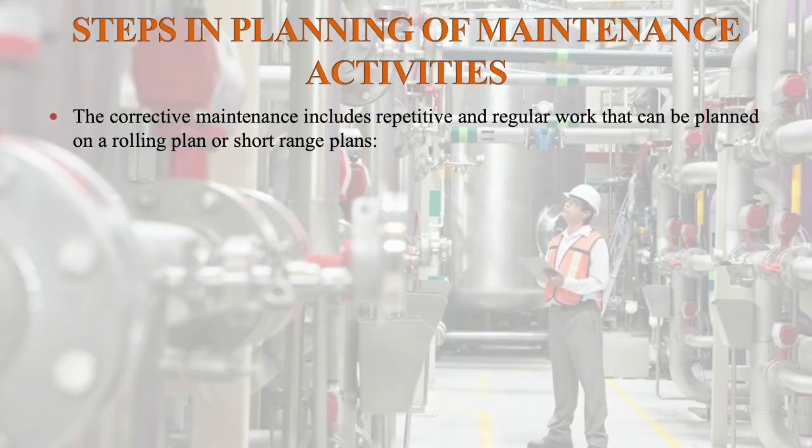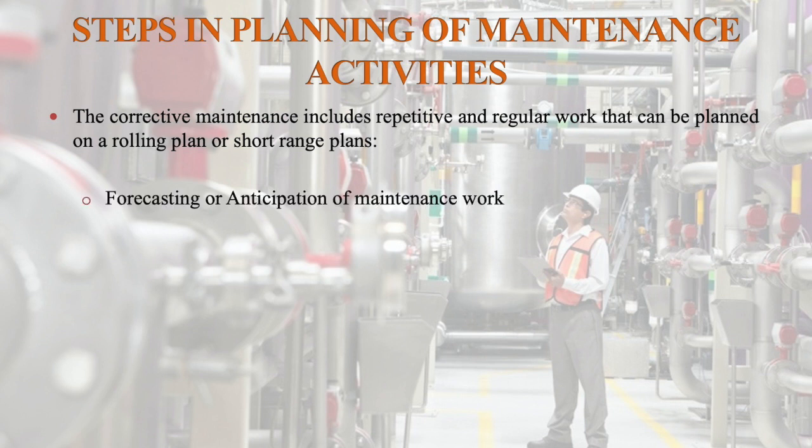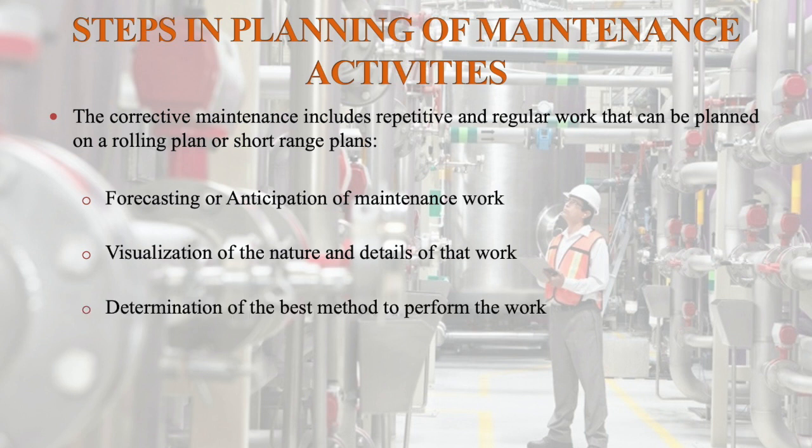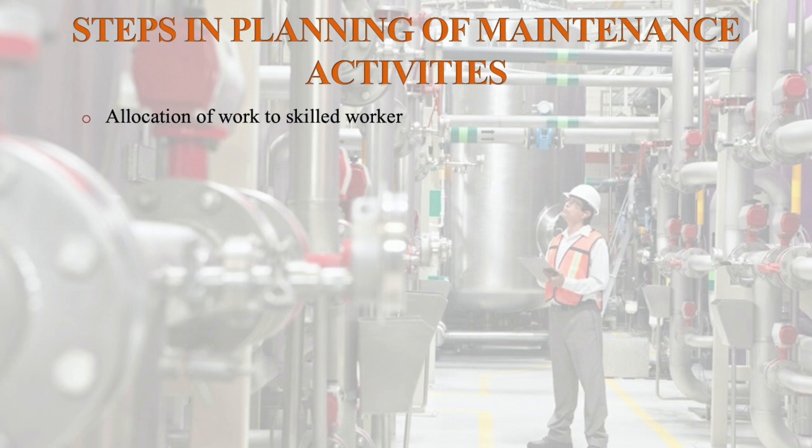Then steps in planning of maintenance activities: forecasting or anticipation of maintenance work, visualization of the nature and details of that work, determination of the best method to perform the work, arranging for required materials, allocation of work to skilled workers, following up and performance evaluation. These are the various steps the maintenance department has to perform through better planning.